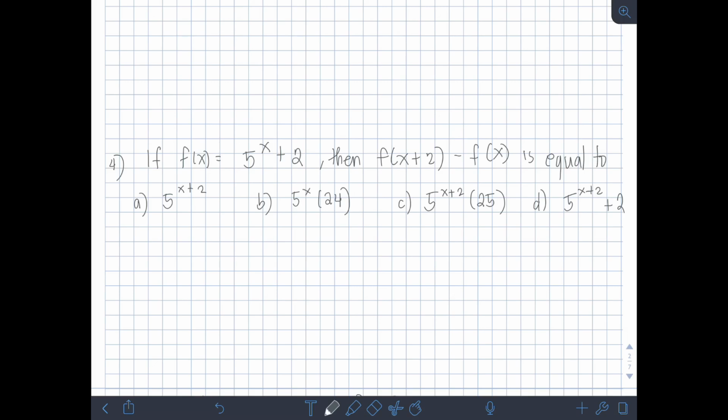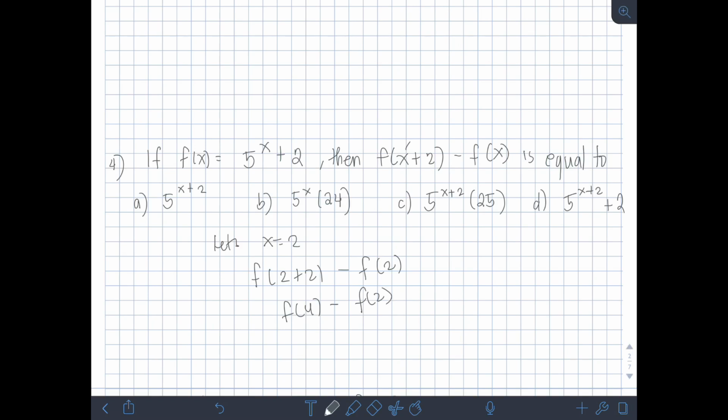Okay, so pwede tayong mag-substitute ng value for x dito sa f of x plus 2 minus f of x. So, let's say, x natin ay 2. So, therefore, papalitan nyo yung x ng 2. So, we have f of x plus 2 is equal to f of 2 plus 2 minus f of x. Substitute yung x na 2, we have f of 2. So, therefore, we have f of 4 minus f of 2.